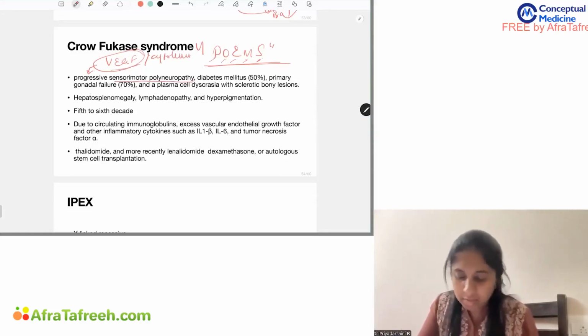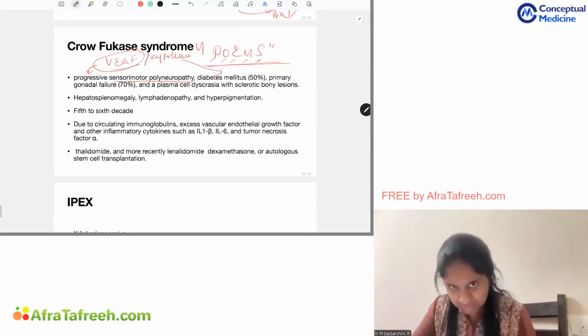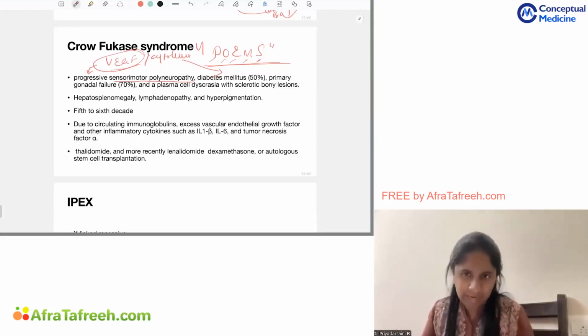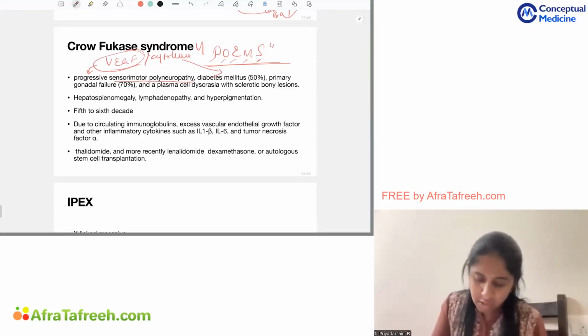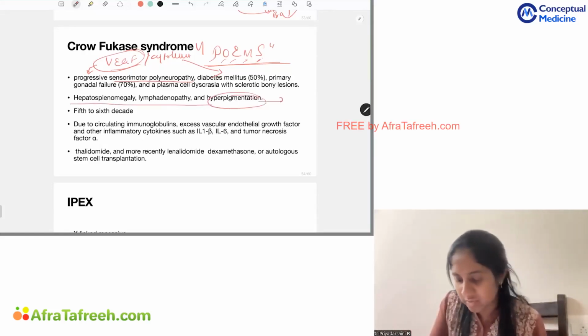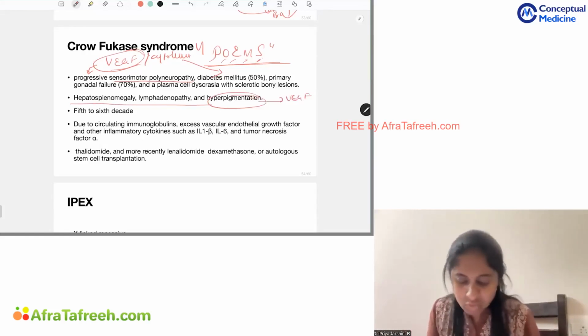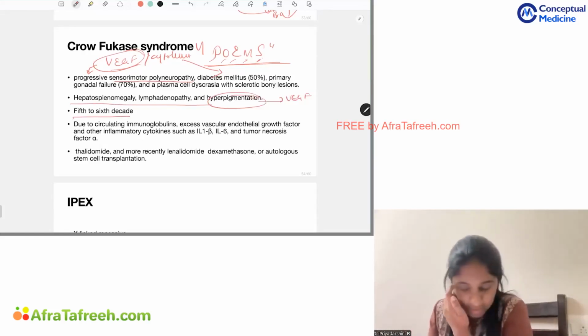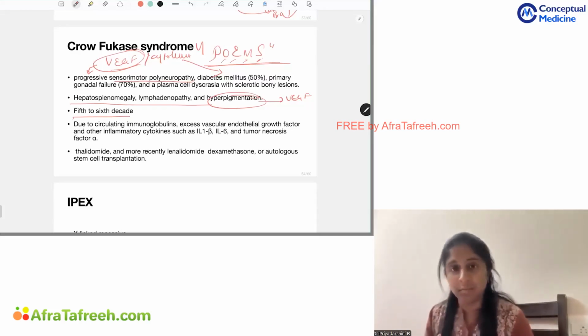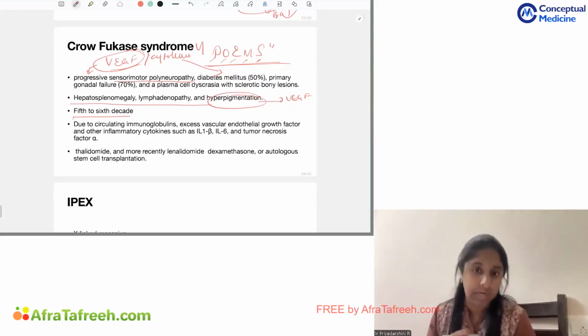Okay, and this will also cause diabetes, primary gonadal failure, and other endocrinopathies could be there. And because of the immune-mediated changes, there could be hepatomegaly, splenomegaly, and lymphadenopathy in these patients. So hyperpigmentation is usually VEGF induced. It usually manifests by the fifth to sixth decade. It's very difficult to diagnose because the index of suspicion is very low.